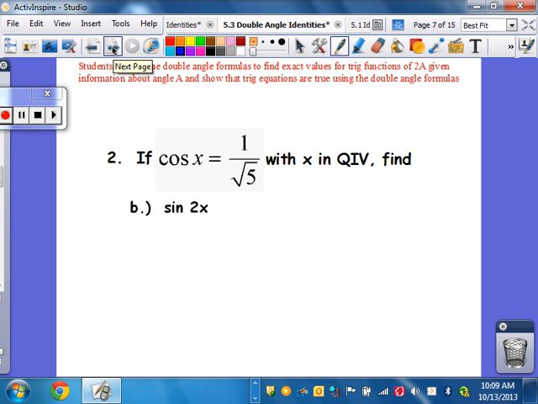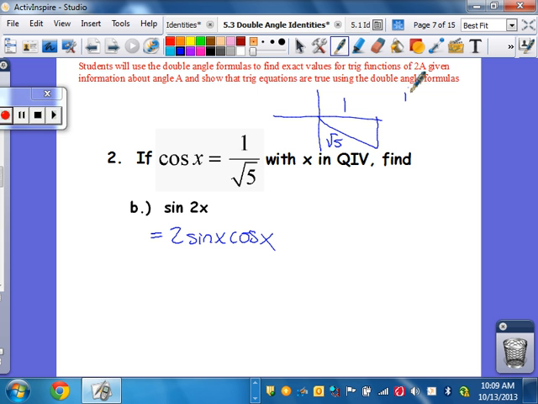All right, let's keep on rolling. What if I do the same problem but sine double angle? Okay, once again, you dump it in. I know that sine double angle is 2 sine x cosine x. Okay, now you might need to draw your picture. Quadrant 4. This is 1. This is √5. 1 squared plus something squared is √5 squared. That's 4. So it's plus or minus 2. Which one is it? -2, because it's down. Okay. Now you just got to dump it in.